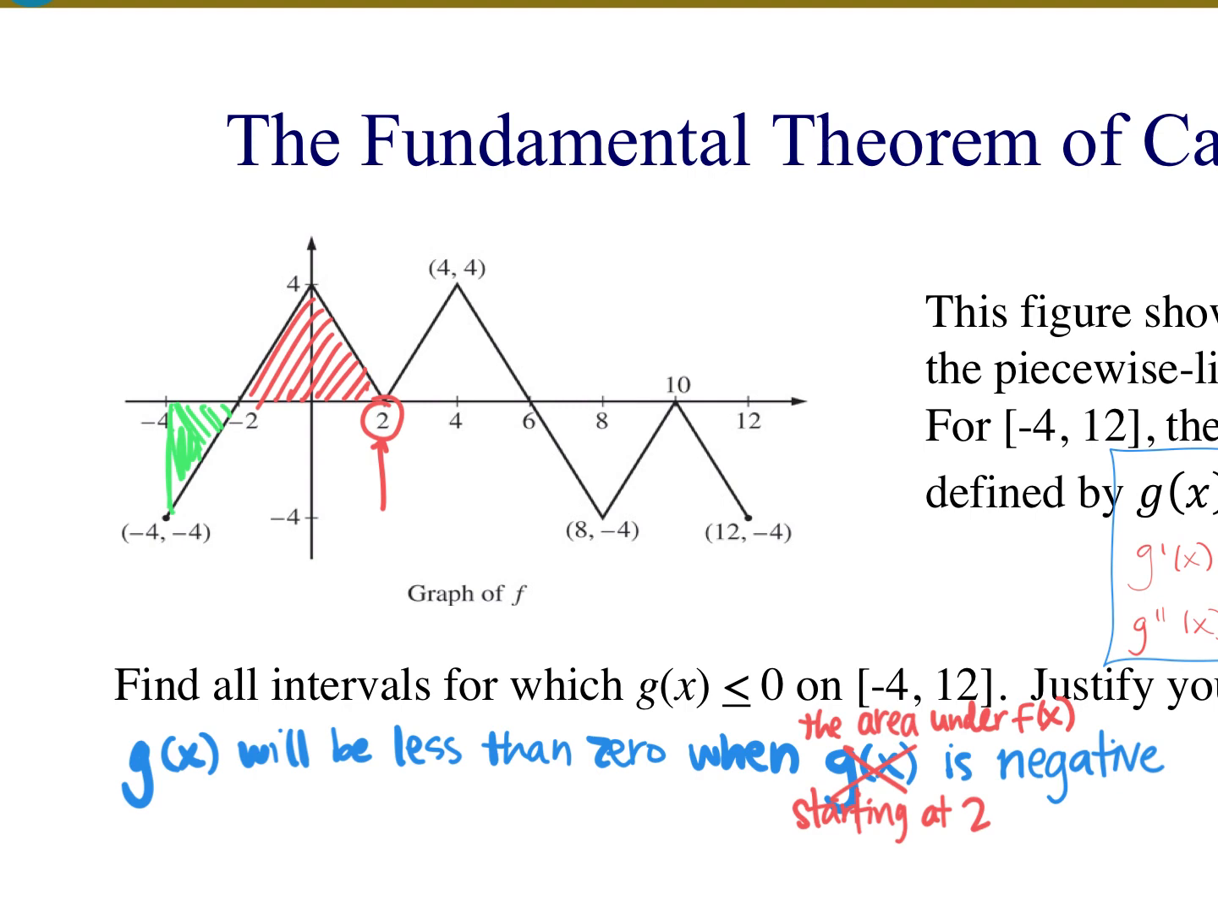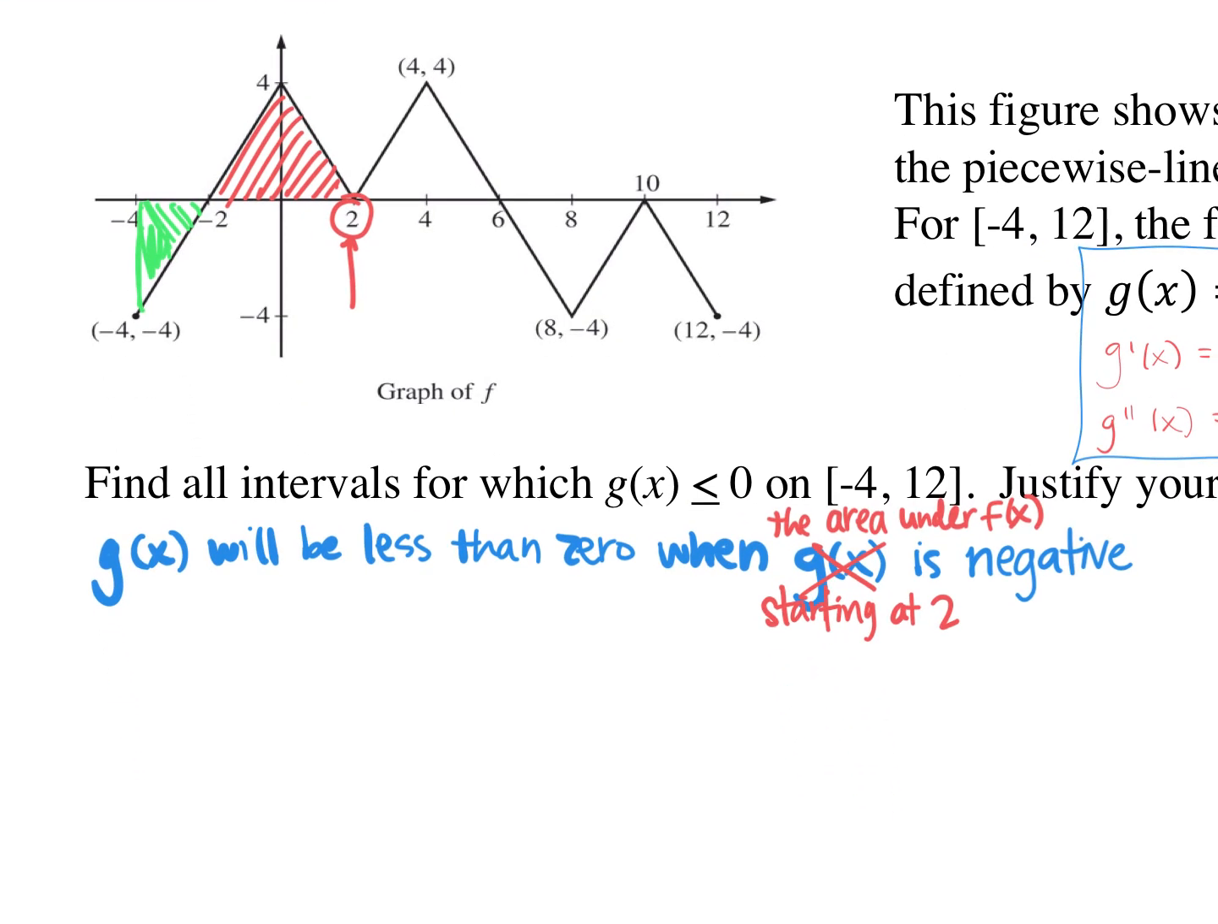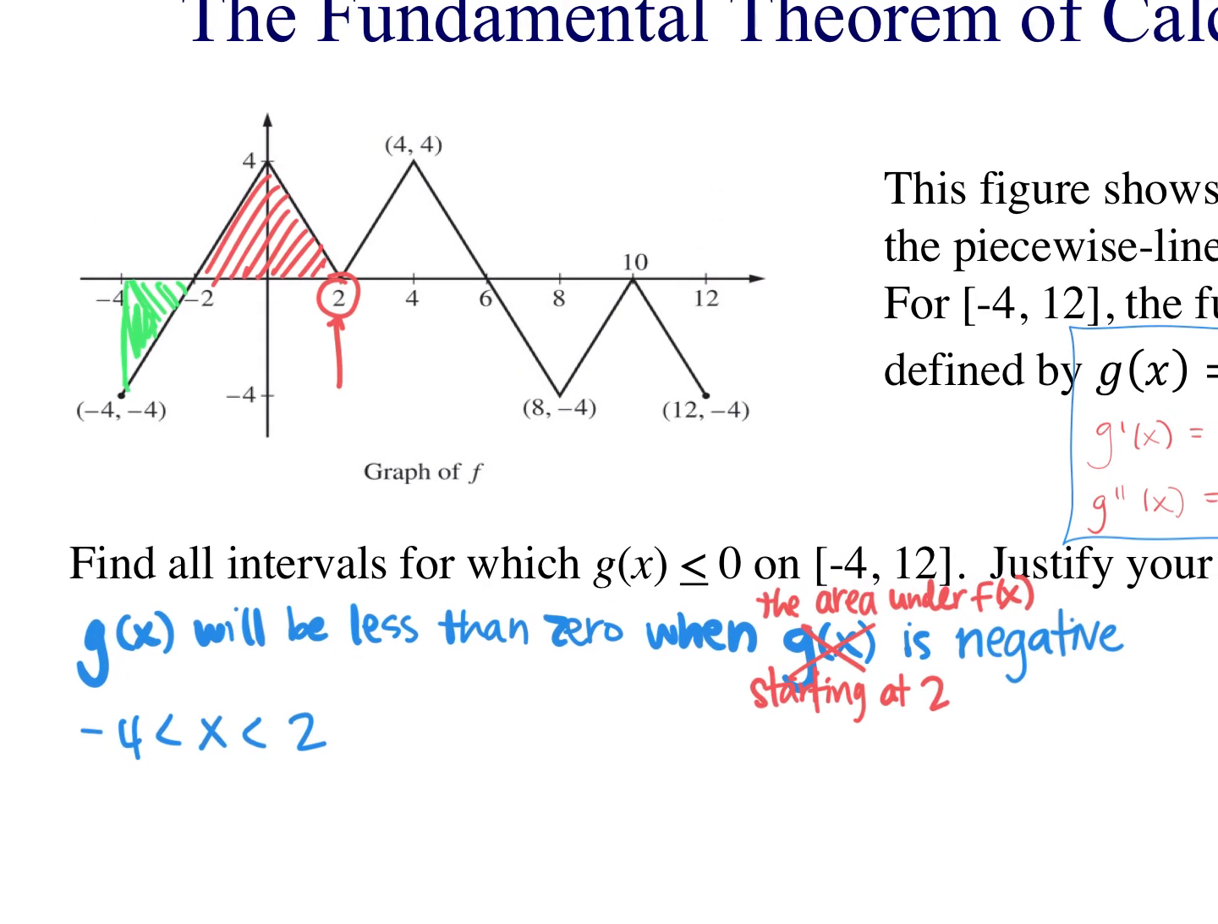So what intervals will it be negative? We just identified everything from negative 4 up to positive 2. That whole thing is going to have negative values. When you write an interval, you still have to put the lower number on the left. But by the definition of the integral, as we read the area, we start at 2 and go backwards.